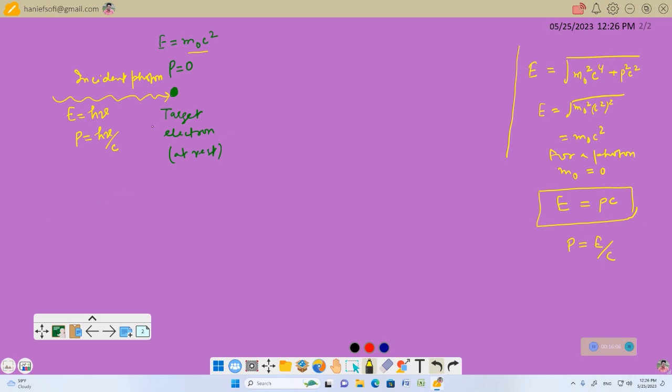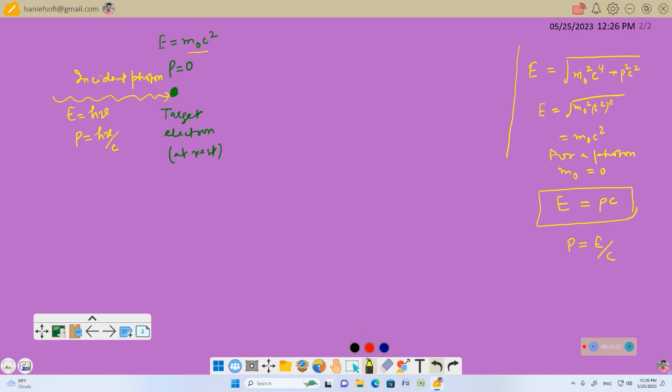Things are clear now. So I have a target electron which is initially at rest, so its total energy is equal to its rest energy and its momentum is 0. Now the incident photon comes in, hits it. It has energy equal to h nu and its linear momentum is h nu by c.